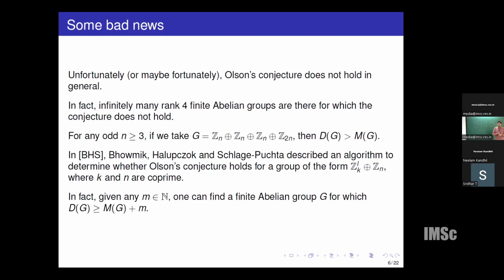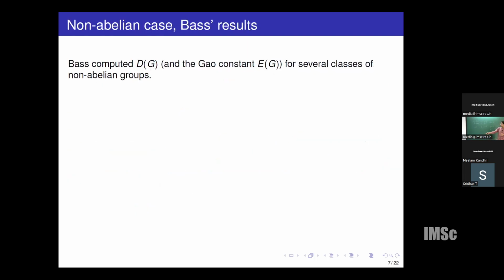So we see that for abelian groups also, we don't really know how to compute the Davenport constant for all of them. And so some people have also moved over to non-abelian groups and tried to compute these constants for non-abelian groups as well. So one important such paper was Bass's paper, where he computed the Davenport constant and another constant called the Gauss constant, which we are not going to discuss because of lack of time, for several classes of non-abelian groups. One of them is the dihedral group D2n. Another one is the dicyclic group Q4n, which is quite similar.